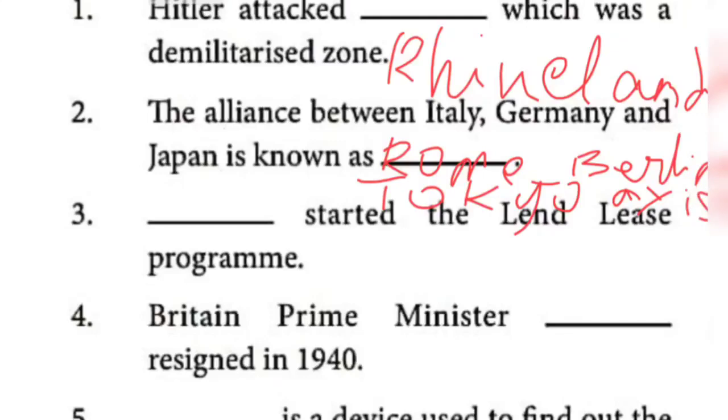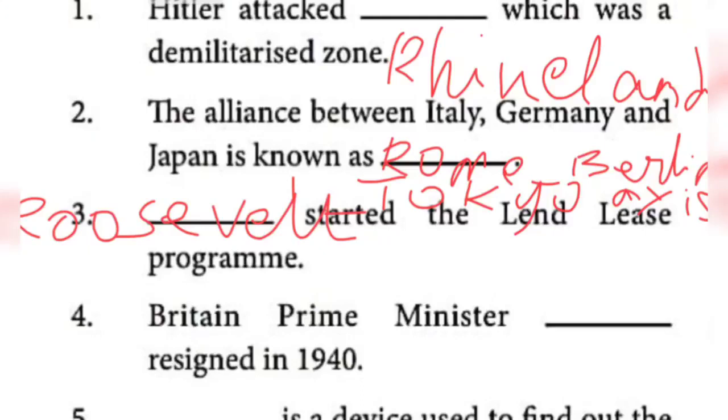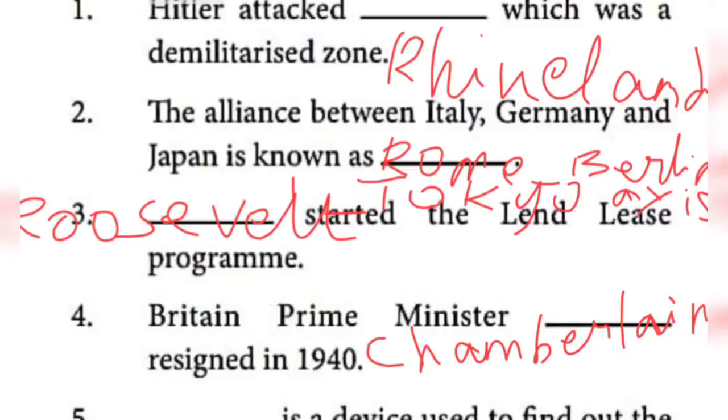Third one, Roosevelt, R-O-O-S-E-V-E-L-T. Okay, that is the Roosevelt spelling. The next one, Britain Prime Minister Chamberlain, C-H-A-M-B-E-R-L-A-I-N, Chamberlain. Then fifth answer, radar, R-A-D-A-R. So this much only, children.